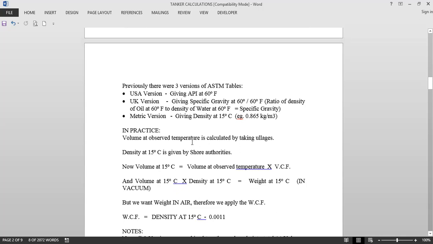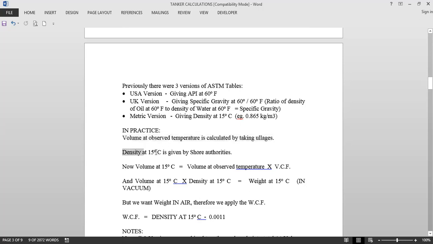So a quick revision of what we have seen in practice, what we actually do. Volume at observed temperature is calculated by taking ullages. If you want to calculate volume, you take the ullage of the tank, assuming that the ship is at even keel, because if there is a trim and if there is list, then you will have to apply trim correction and list corrections also. Now, for example, the ship is at even keel, so you take the ullage at the observed temperature. So you know the present observed volume.